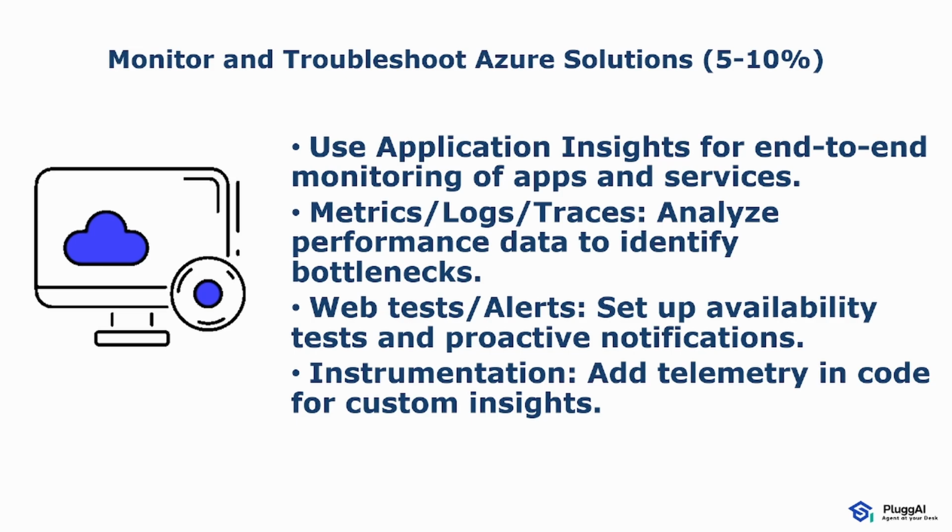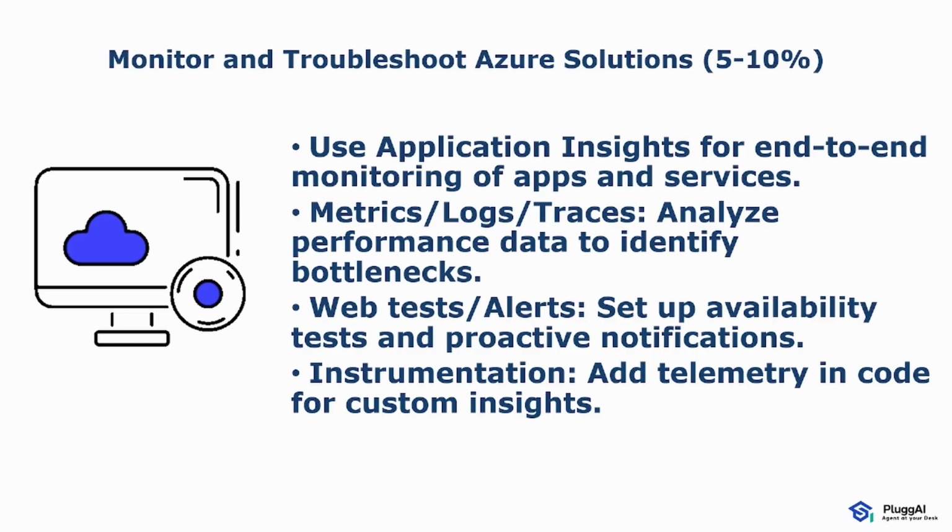Then implement Application Insights web tests and alerts. Web tests, that's availability monitoring. Ping your endpoints from locations worldwide, check response time, or even multi-step like login flows. If it fails, boom, alert. Alerts can notify via email, SMS, webhook, or trigger actions like scaling or Logic Apps.